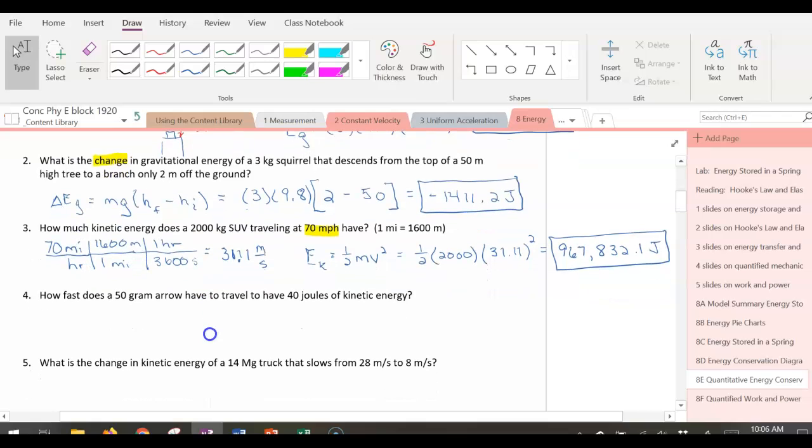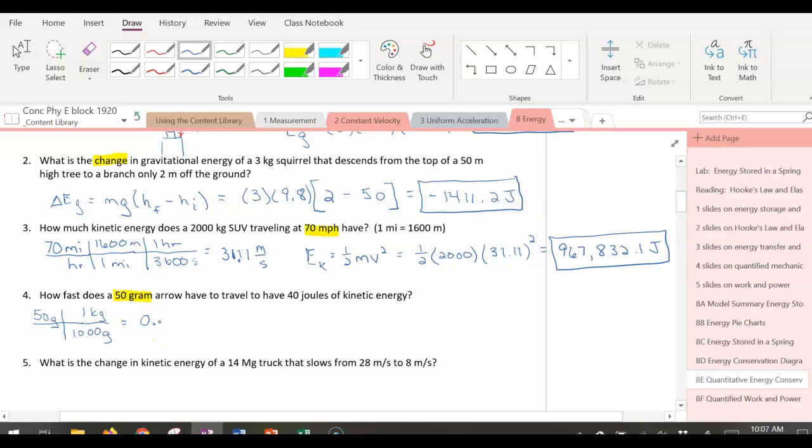Okay, let's look at number 4. How fast does this 50-gram arrow have to travel if it's going to have 40 joules of kinetic energy? Well, one thing I'm noticing is it's giving me the mass in grams, which is not a standard unit. Let me go ahead and just convert that before we do anything. So 50 grams, and I know that it takes 1,000 grams to make 1 kilogram.